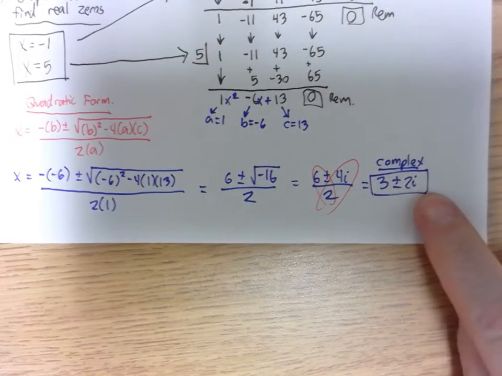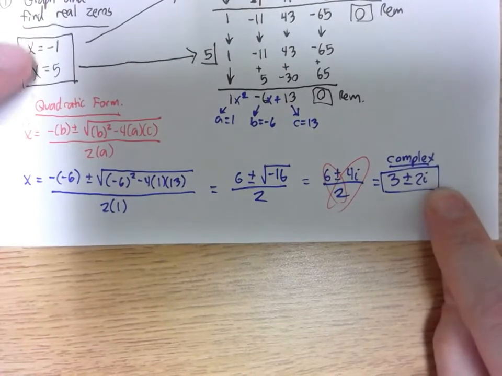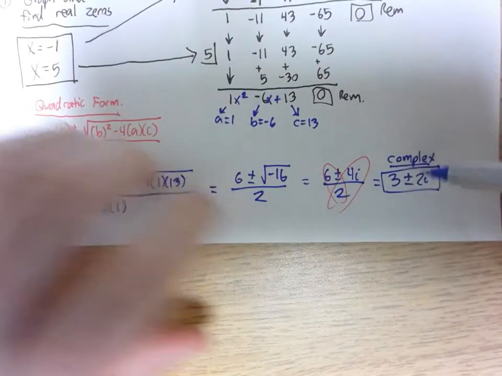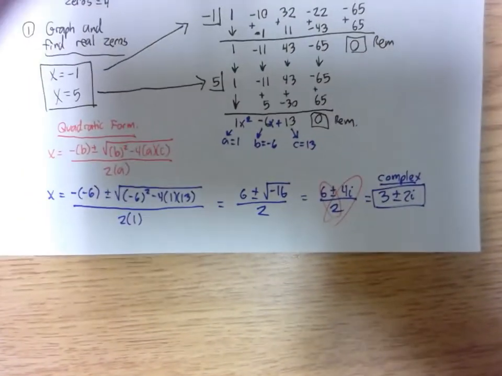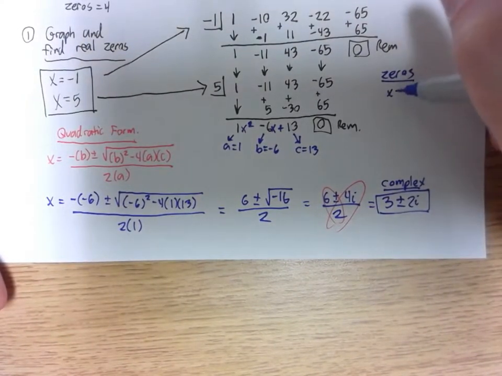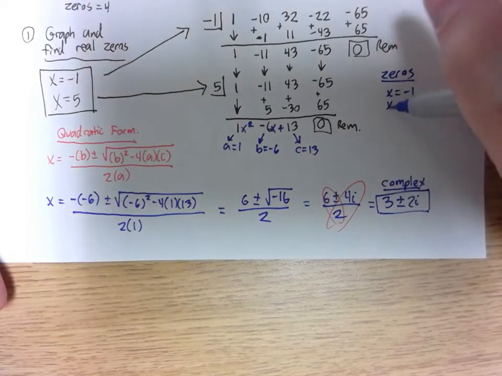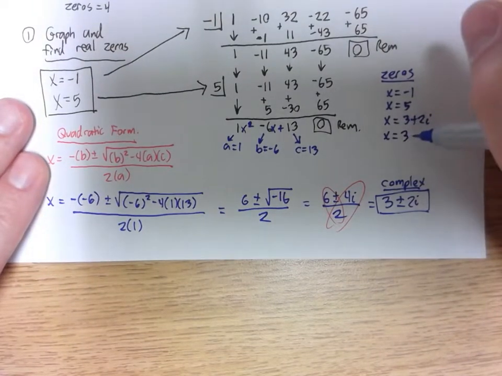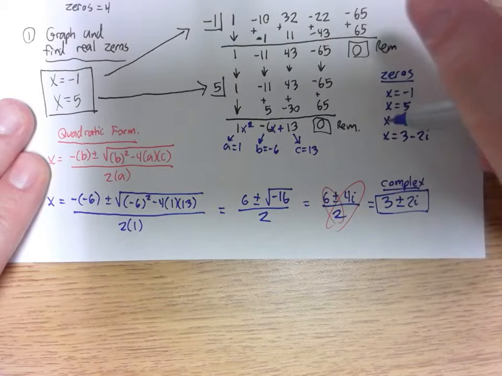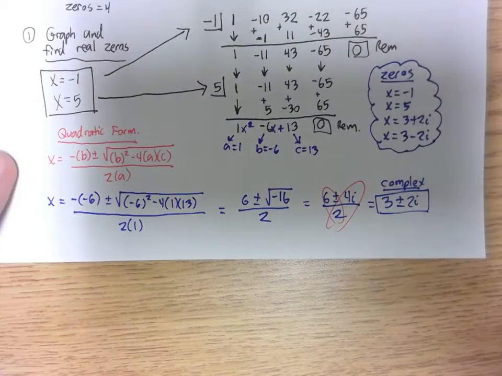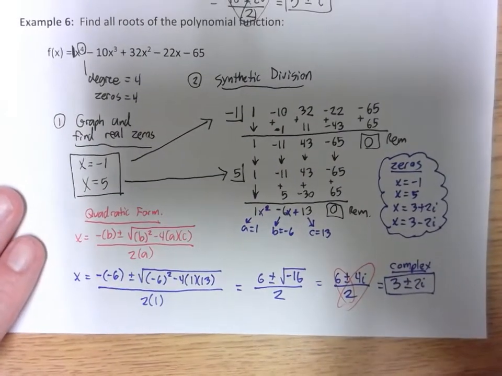So these are my two reals, 1, 2, and two complex, 1, 2, with one with a positive, one with a negative. Put it all together, and my zeros are x equals negative 1, x equals 5, x equals 3 plus 2i, and x equals 3 minus 2i. There's always going to be a plus or minus with those i's. So they come in pairs. So those are my complex zeros. Let me zoom out so you can see the whole dang thing.